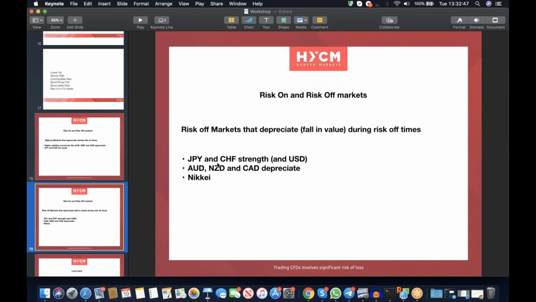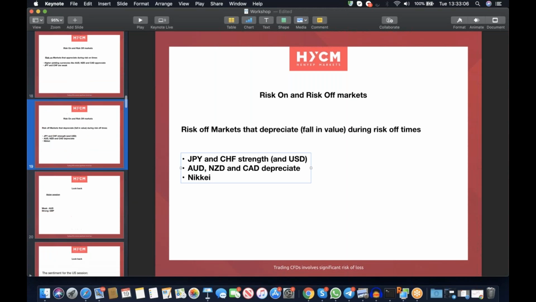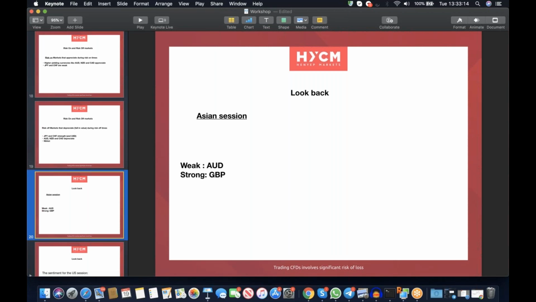Risk off markets, this is when we get exactly the opposite of risk on, and we'll get yen, Swiss franc, and US dollar strength, Australian dollar, New Zealand dollar, Canadian dollar depreciate. So obviously if risk goes off, then we'd expect to see the Australian dollar lose value. So that may still yet be the case, but it's going to be the risk market that's going to really drive that. So for the Asian session, looking at the strong weak currency, I was expecting the weak to be the Australian dollar on the RBA minutes, and the risk off tone from the US-China trade deal pessimism.